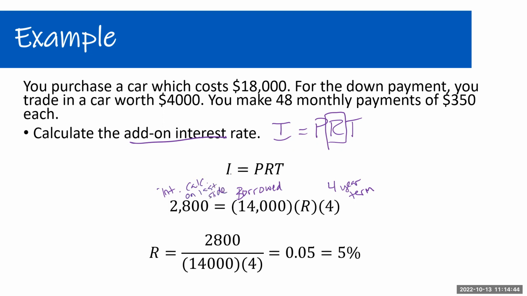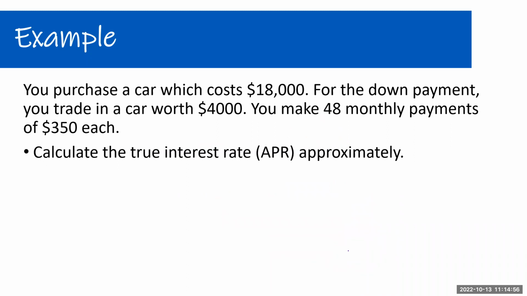Okay. To use some algebra here, you're solving for R, just like we did in the first unit, and you're going to see that it gives you 0.05. So your add-on interest rate is only 5% here. Now, what does that 5% come out to with APR?